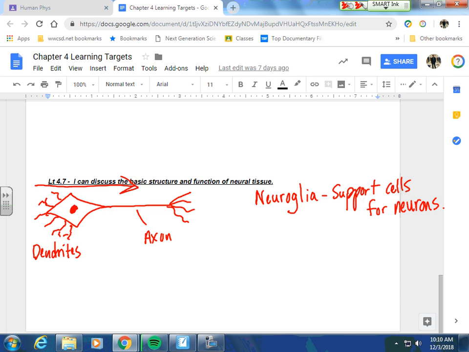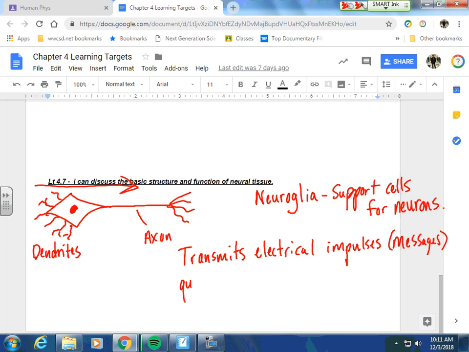Okay, and then like we mentioned earlier, transmits electrical impulses, messages really, and it's important to note that they do it quickly as well.